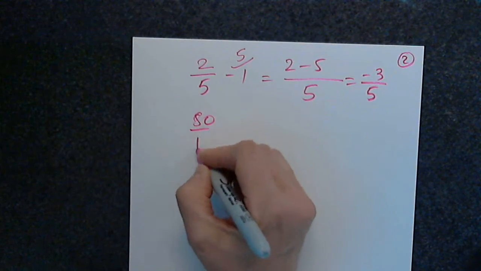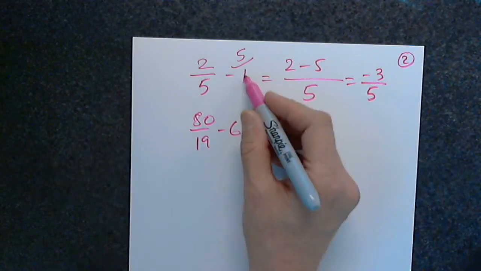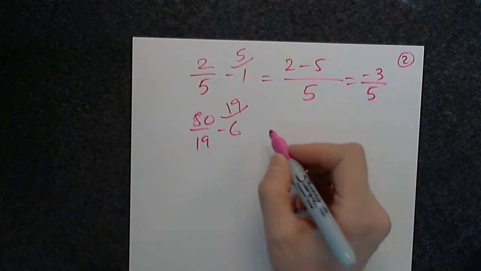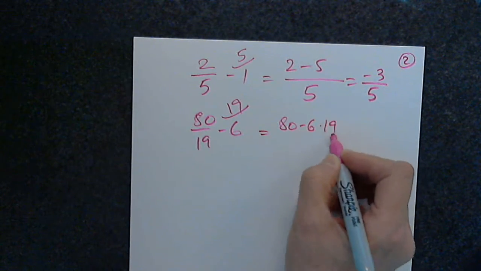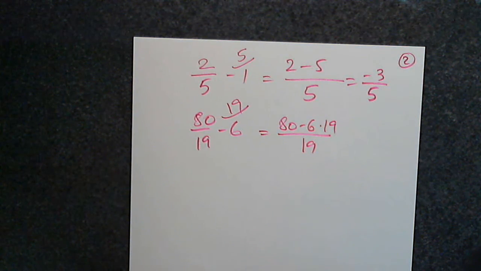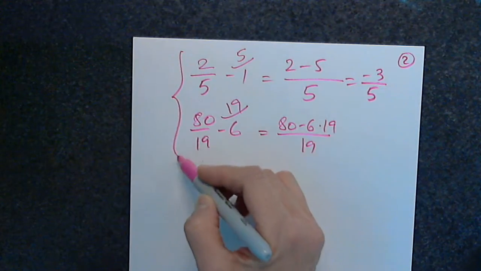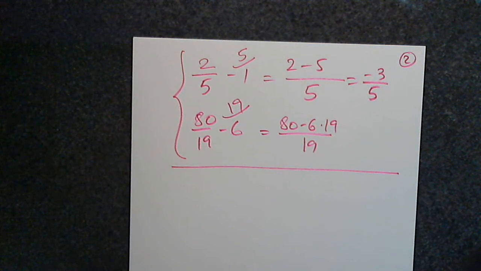So 80 over 19 minus 6 is the same procedure. I have to multiply 6. We did this in rational equations in chapter 1. So we have 80 minus 6 times 19 over 19. In the same way, I subtract 1 from 2/5. Oh, because I didn't calculate. I still have to calculate. So, is this better? Yeah, that's better.